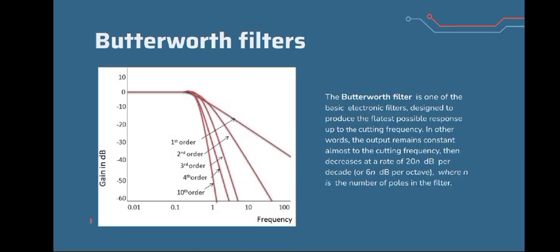The Butterworth filter is one of the basic electronic filters designed to produce the flattest possible response up to the cutoff frequency. In other words, the output remains constant almost to the cutoff frequency, then decreases at a rate of 20n dB per decade, where n is the number of poles in the filter.